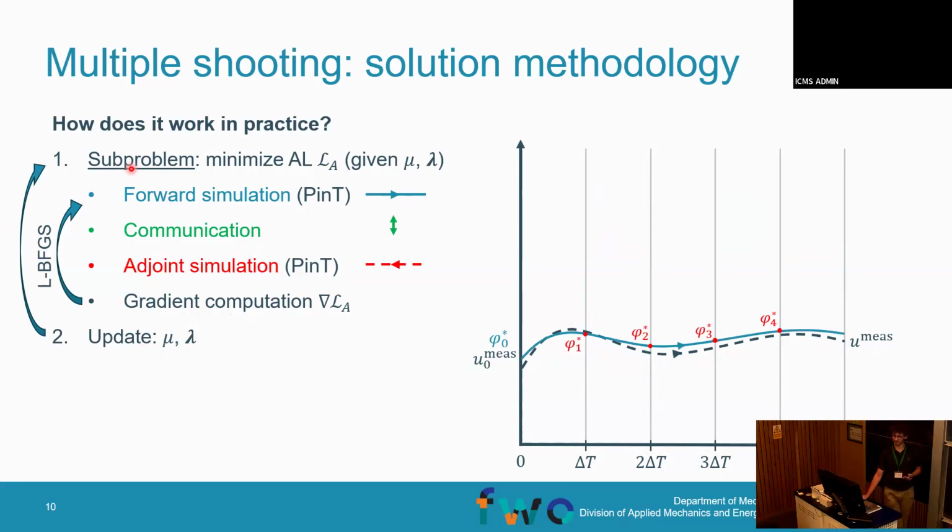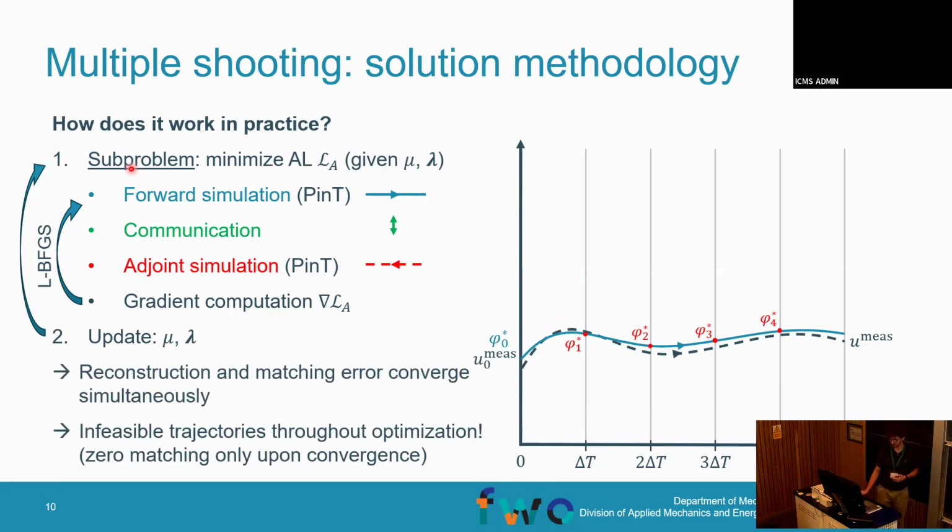So the main message here is that we will optimize our matching error and our reconstruction error at the same time, which of course has an important implication, namely that we have infeasible trajectories throughout our optimization because of these matching errors. That's important to take into account here.